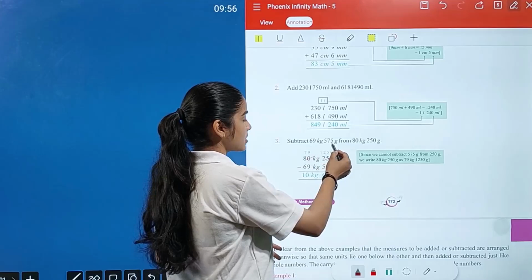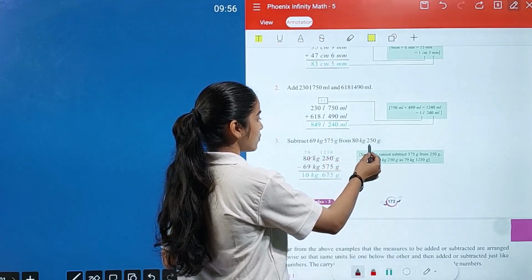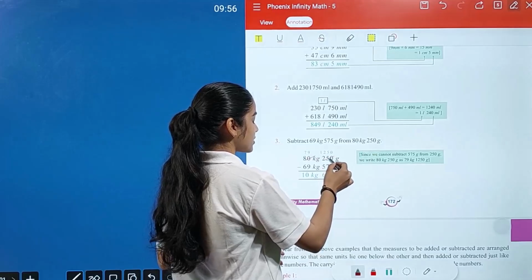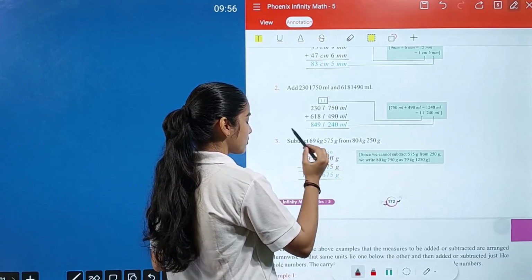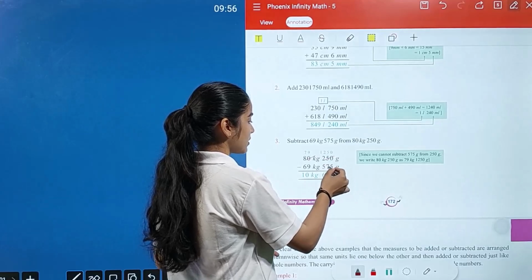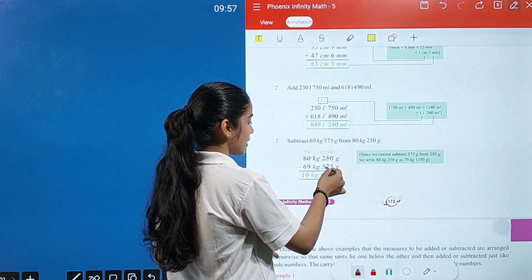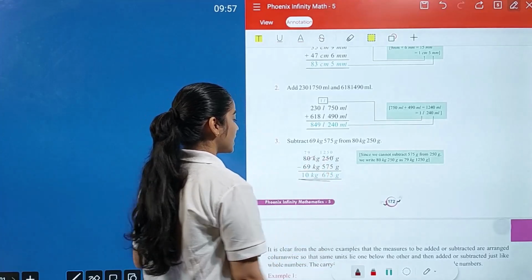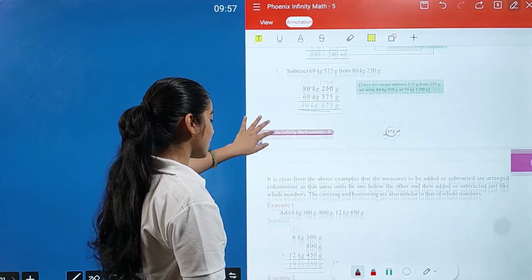69 kg 575 gram from 80 kg 250 gram. So 575 subtracted from 250, it could not be possible. So we have to take a carry. 10 minus 5 is 5. 14 minus 7 is 7. And 11 minus 5 is 6. Now 79 minus 69 is 10 kg. So final answer is 10 kg 675 gram.